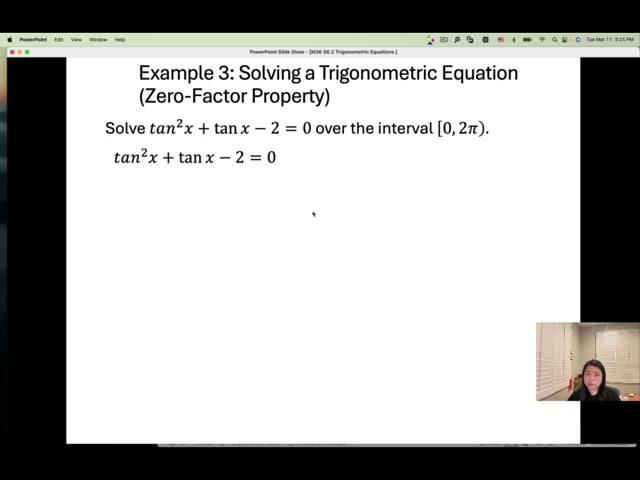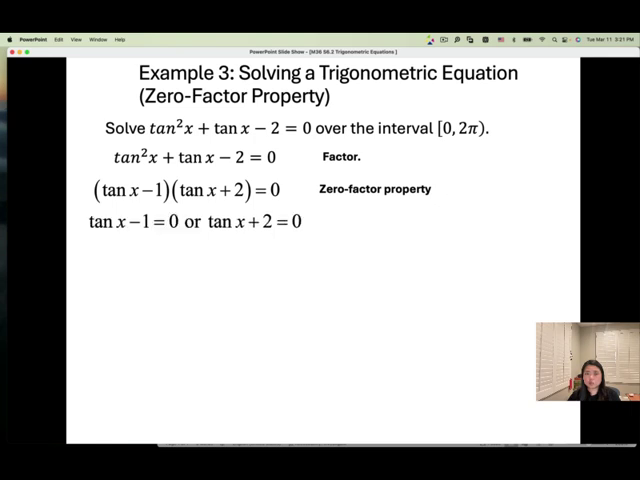Do you guys still remember how to do the factoring? Factor this guy. You should get this. Okay, tangent x minus 1 times tangent x plus 2 equal to 0. And then we're going to apply the zero factor property. Set each factor equal to 0. Okay, do it one by one. We do have tangent x equal to 1 or tangent x equal to negative 2.